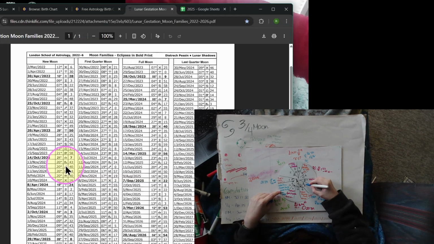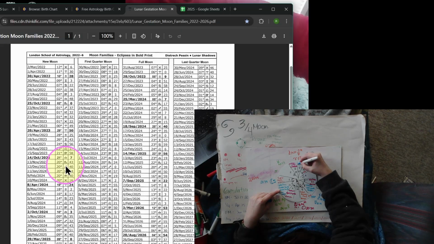8th house is inheritance, both genetic and financial, debt, death, and transformation. And the 4th is private life, childhood, home.